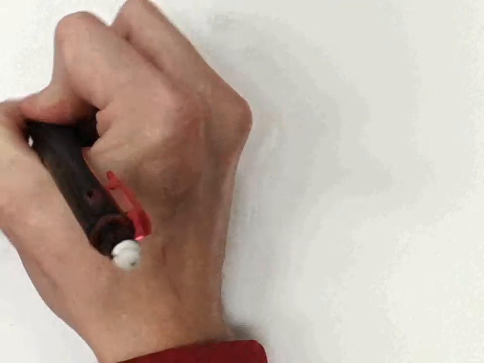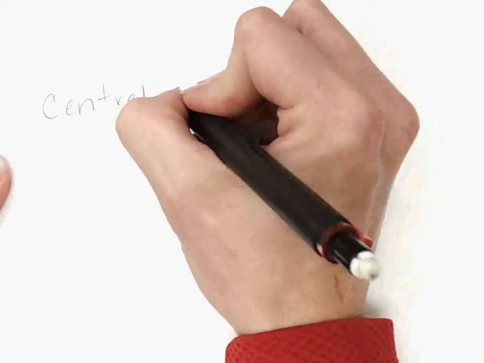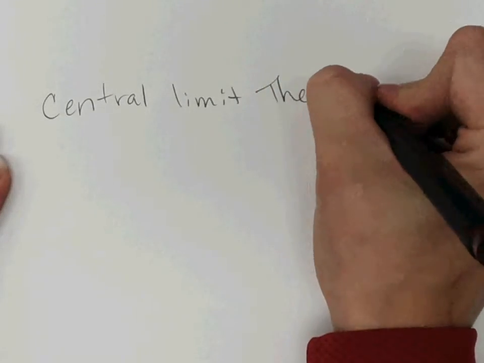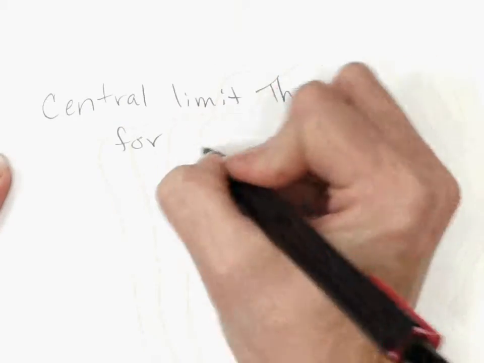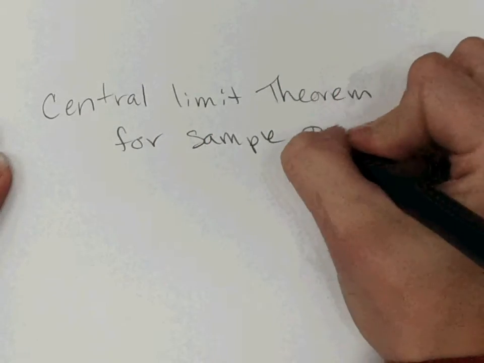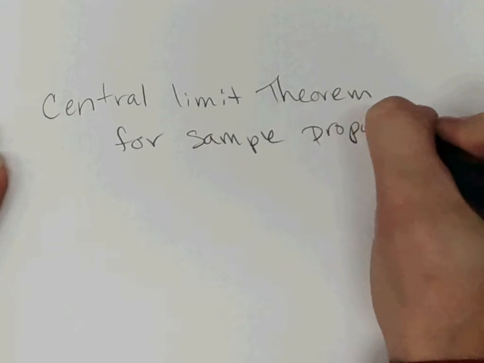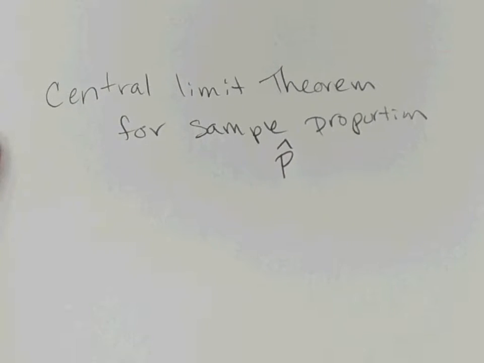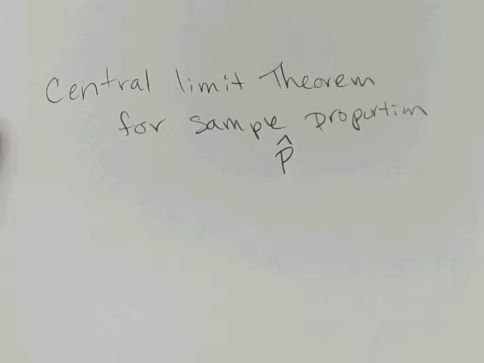So for the central limit theorem, for a sample proportion. And remember, sample proportions, those are called p-hats. If you forget about those, remember there's that table in the beginning of topic 13 that has all of our notations. You are going to want to become familiar with those.